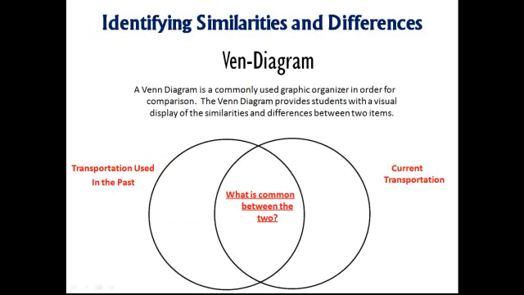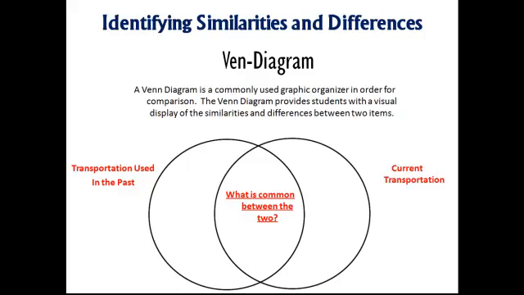I will begin the lesson by utilizing similarities and differences. I will ask the students to pull out a piece of scratch paper. Each student will then be asked to draw a Venn diagram on the scratch paper. A Venn diagram is a commonly used graphic organizer for comparison. The Venn diagram provides students with a visual display of the similarities and differences between two items. It is created by two circles that are overlapping.